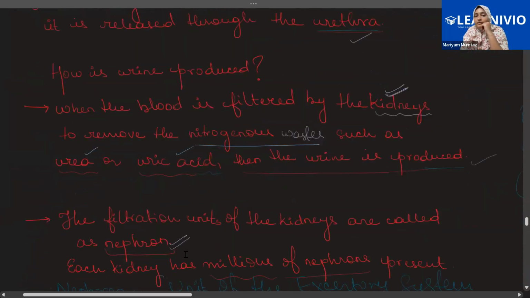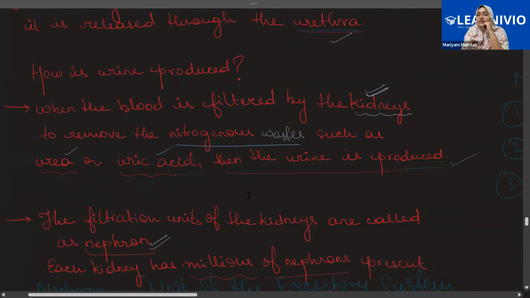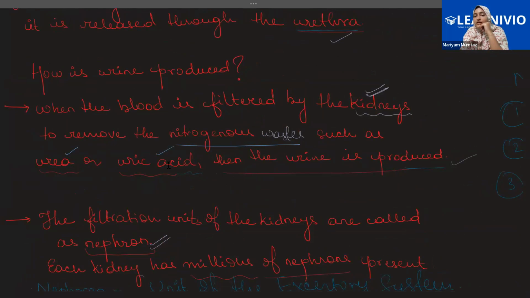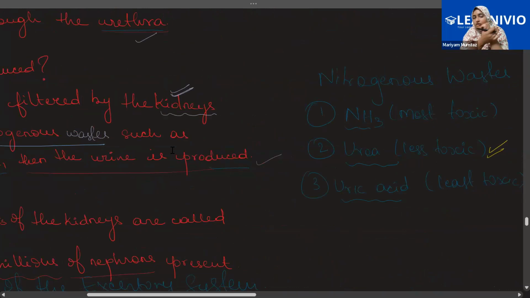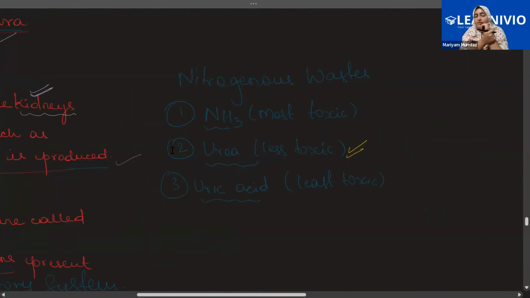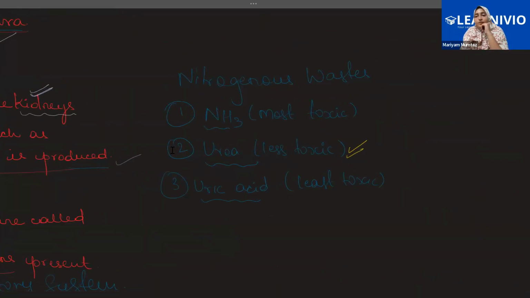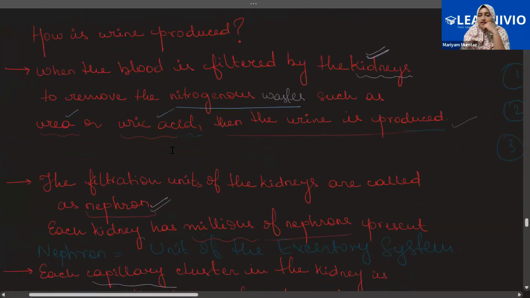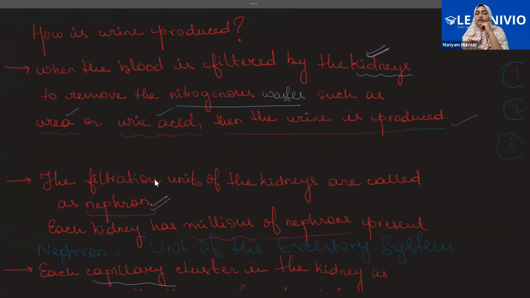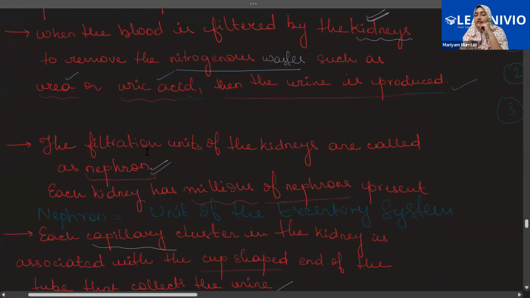Now, how is the urine produced? Whenever the blood is filtered by the kidneys to remove nitrogenous waste such as urea and uric acid, only then is the urine produced. These are the most common nitrogenous wastes, like I discussed in the previous class. Ammonia is the most toxic, urea is less toxic, and uric acid is the least toxic. We are ureotelic because we have urea as our nitrogenous waste.